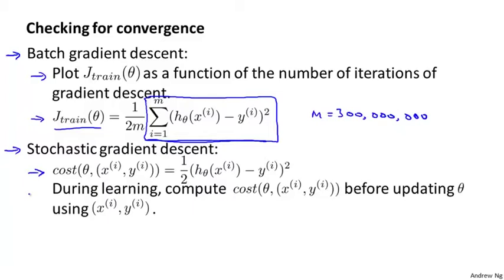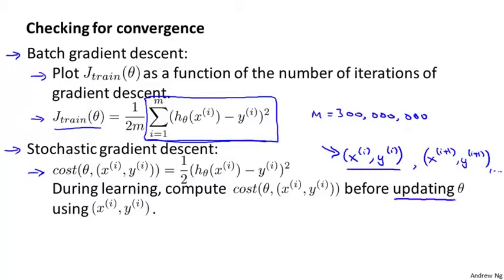Then while stochastic gradient descent is learning, right before we train on a specific example, so in stochastic gradient descent, we're going to look at the examples xi, yi in order, and then take a little update with respect to this example, and then go on to the next example, xi plus 1, yi plus 1, and so on. That's what stochastic gradient descent does. So while the algorithm is looking at the example xi, yi, but before it has updated the parameters theta using that example, let's compute the cost of that example.